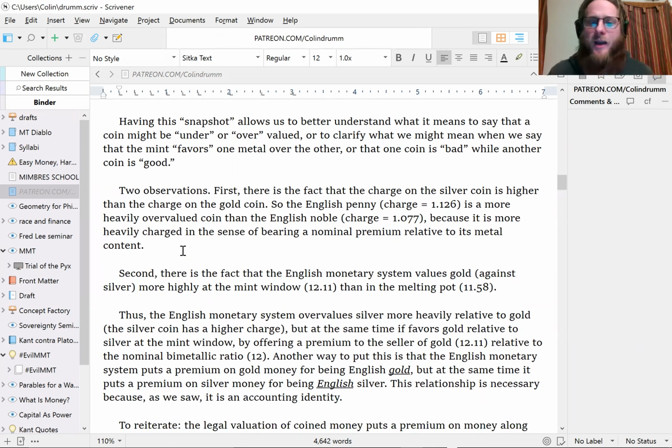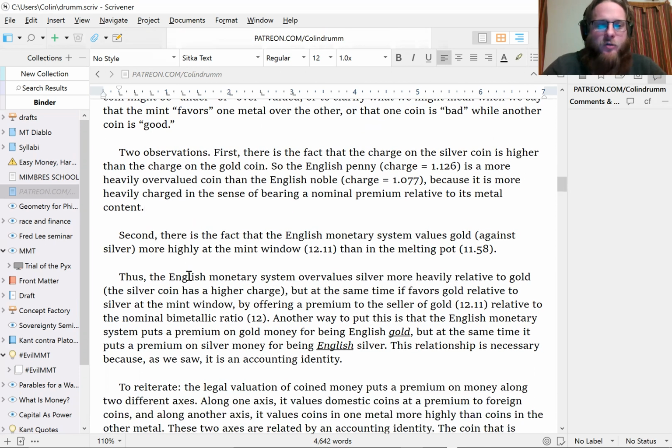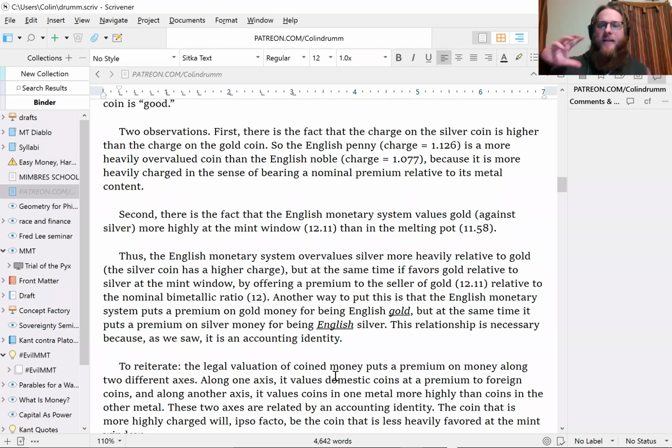Okay, so let's make a couple of observations. First is the fact that the charge on a silver coin is higher than the charge on the gold coin. So the silver coin is more highly charged. So it's overvalued in that sense. But there's also the fact that the English monetary system values gold against silver more highly at the mint window than in the melting pot. So gold is worth more relative to silver at the mint window, and in the melting pot it's worth less. And there's a gradient between these things, and the nominal ratio is in the middle someplace. And that's kind of the opposite, right? It's actually the coin that is less charged that is more favored, and that's interesting. So those are different things.